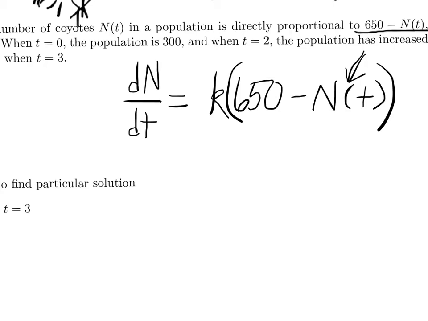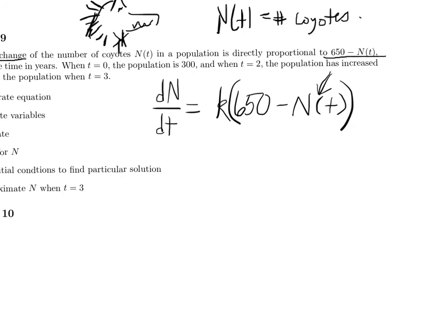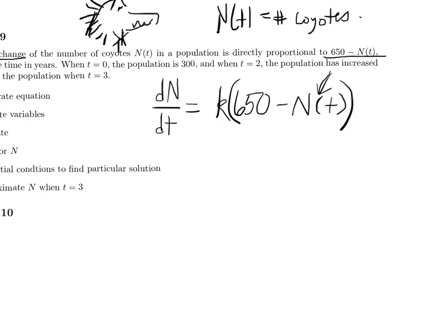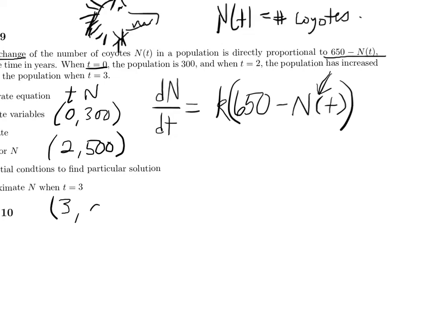We also have several initial conditions. What are our initial conditions? 0, 300, 2, 500. Okay, good. So at t equals 0, we have 300 coyotes, and at t equals 2, we have 500. And what is it we're trying to find? For t equals 3, what is n? Right, so when t is 3, what is n? All right, everything look okay?